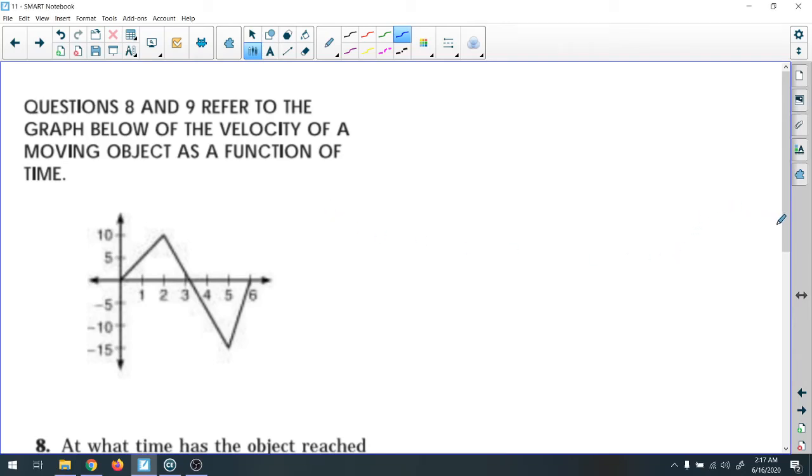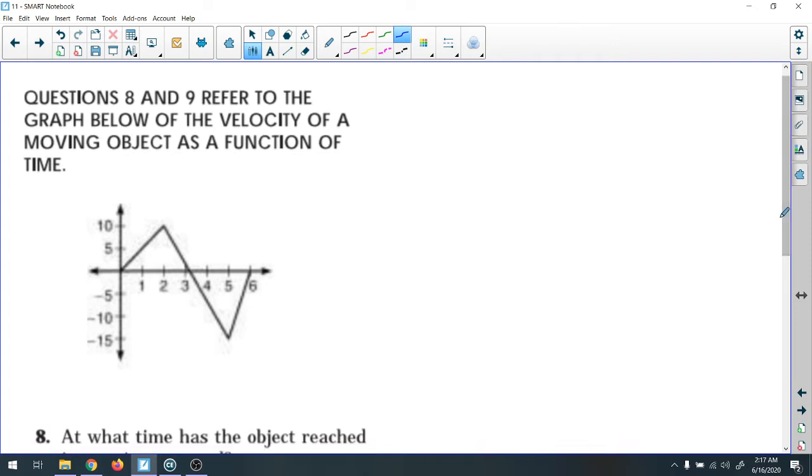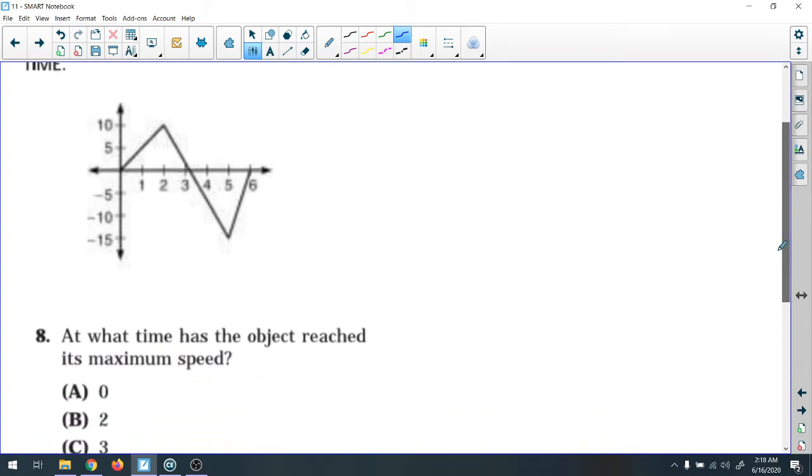An AP Calculus test. Questions 8 and 9 refer to the graph below of the velocity of a moving object as a function of time. So that's the velocity and this is the time. Velocity and time. And this is the graph for it.